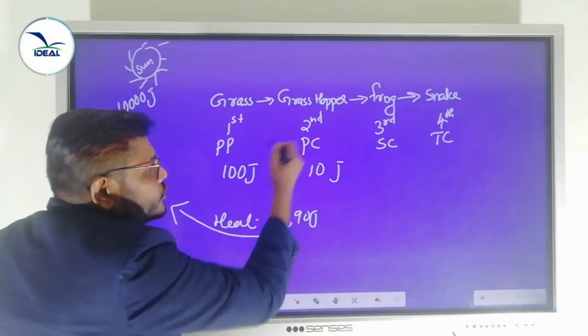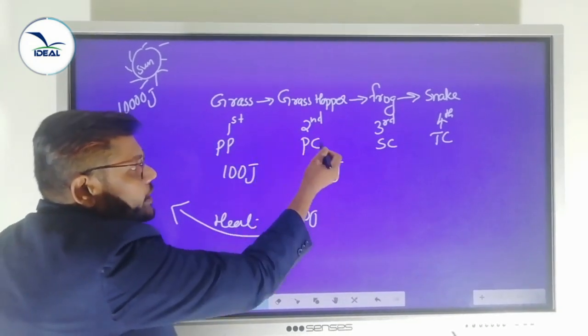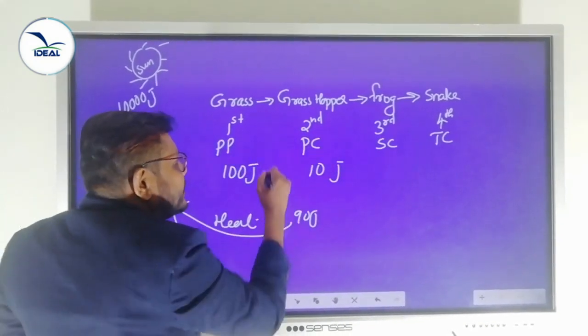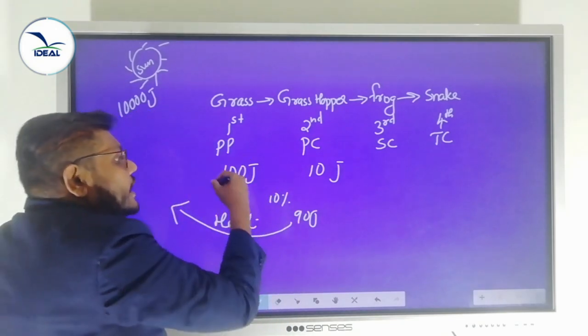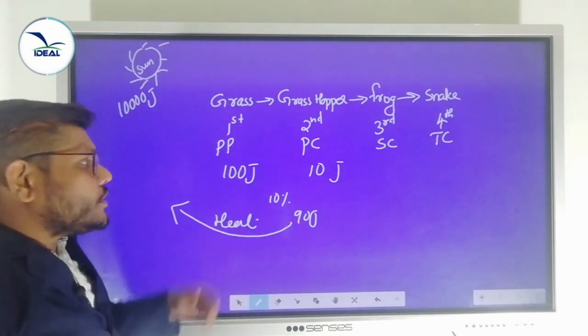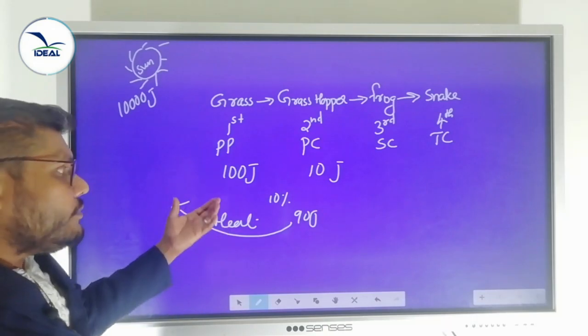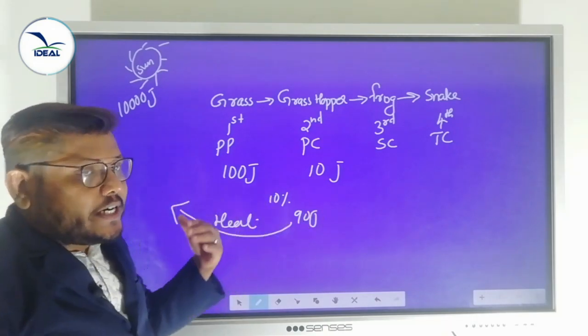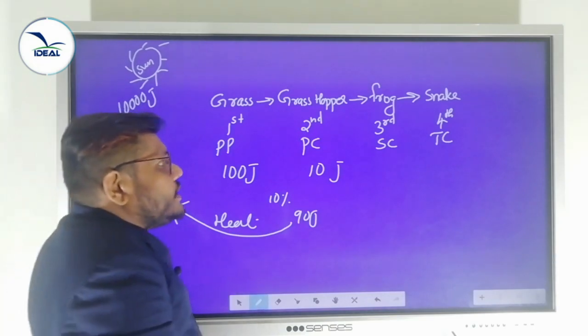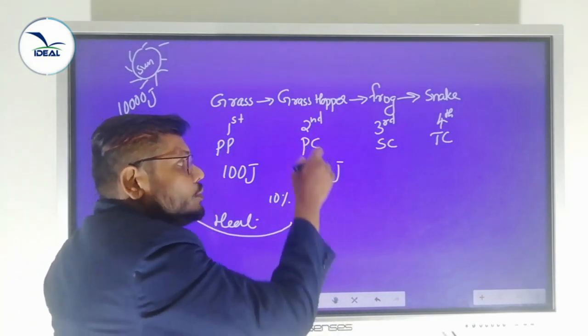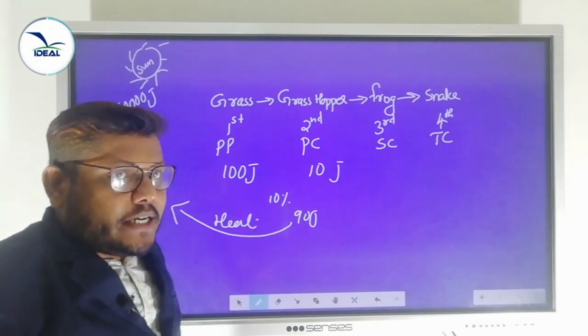So from grass to grasshopper, once the grass is eaten by the grasshopper, only 10% of the total energy present in the grass is transferred. Total energy is how much? 100 joule. From there, only 10% is transferred. The remaining 90 joule is lost in the form of heat. Then after that, in the second trophic level, how much energy is present? 10 joule of energy is present.